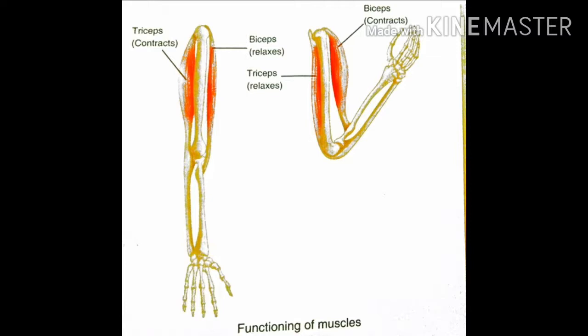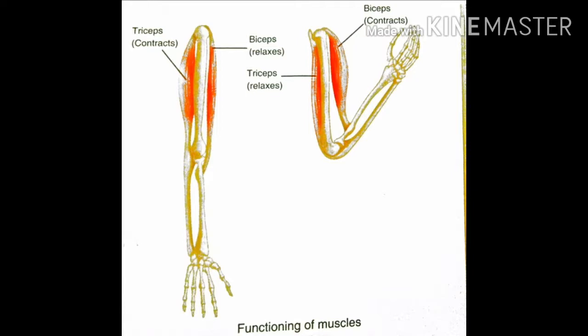The muscles work in pairs to allow movement. For example, see this picture. Biceps and triceps are the two muscles that move your lower arm in an up and down direction.